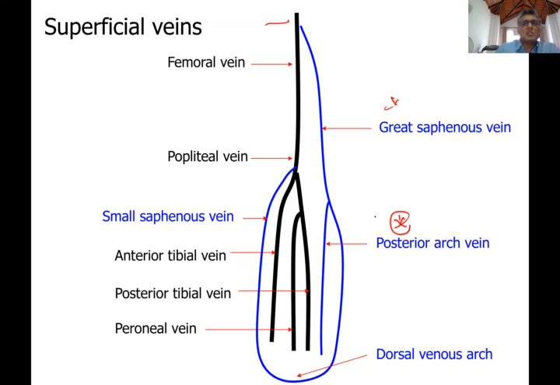Now, there are connections between deep veins and superficial veins. Even in the upper limb, there are connections between superficial veins and deep veins, but we don't talk much about these things because you don't have many clinical issues related to it. But when it comes to the lower limb, these connections between superficial veins and deep veins become so important.